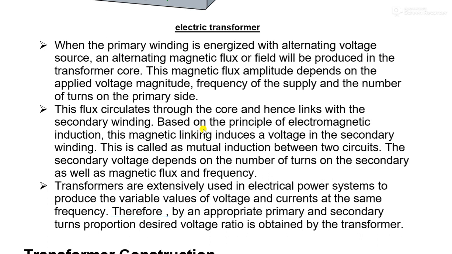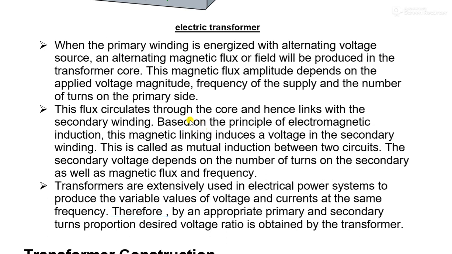Frequency is not going to be changed over here. Only the values of voltage and current change. Therefore, by an appropriate number of primary and secondary turns, we will get a desired voltage ratio by a transformer.